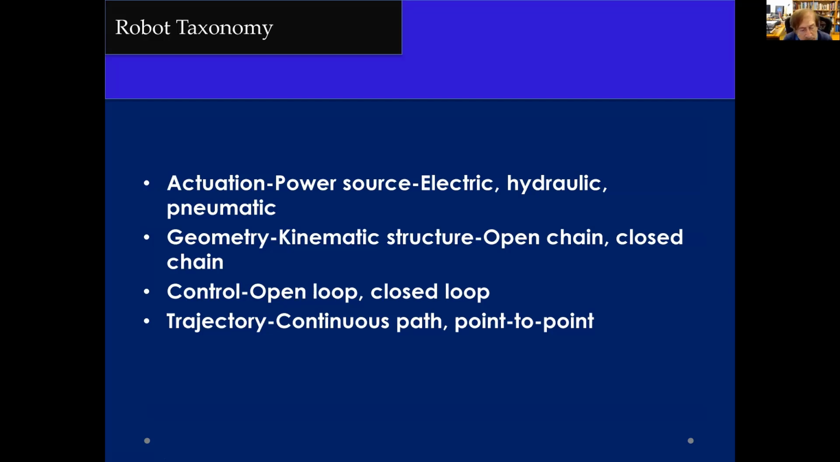Robot taxonomy. What do we mean by taxonomy? The terms we use in robotics, or the terms which are particular to robotics. Like each field has its own terms, robotics has some terms. For instance, we use a term like actuation. Actuation is related to power source. It may be an electric, hydraulic, or pneumatic power source.